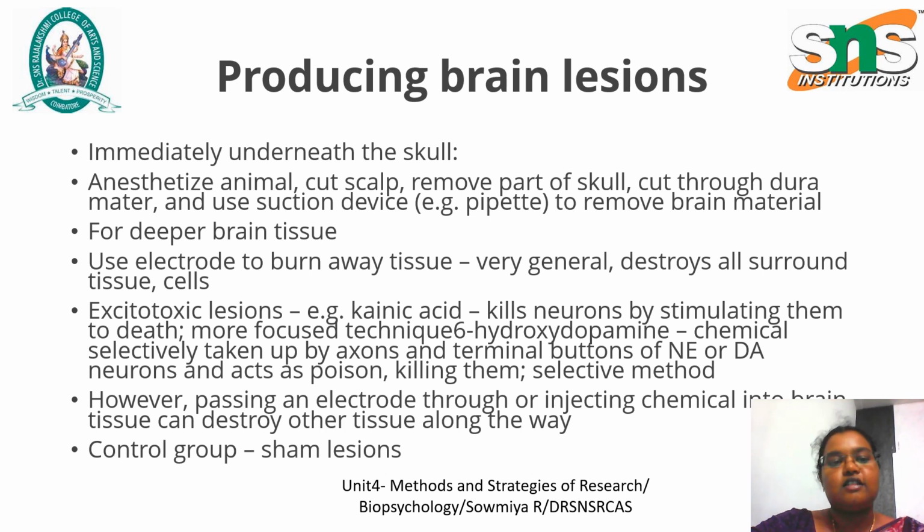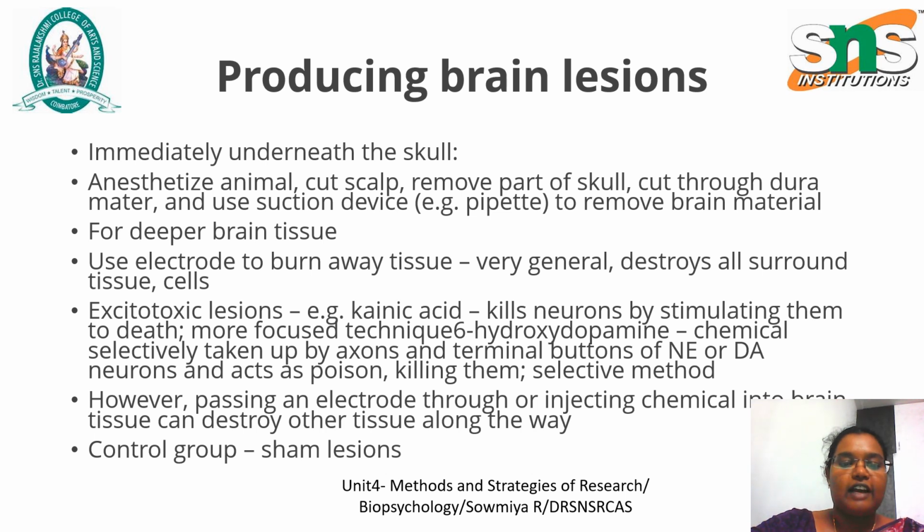Producing brain lesions. Immediately underneath the skull, the anesthetized animal's scalp is cut, part of the skull is removed, and the dura mater is cut through. A suction device, a pipette, is used to remove the brain material for deeper brain tissue. Another method uses an electrode to burn away the tissue, which destroys all surrounding tissues and cells.